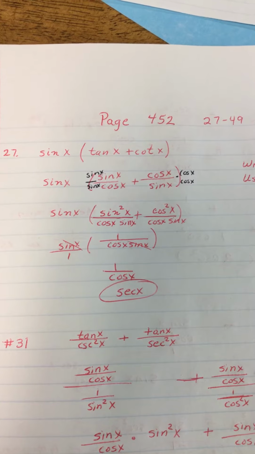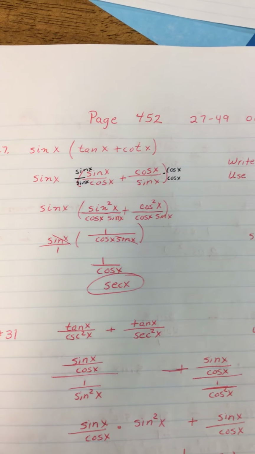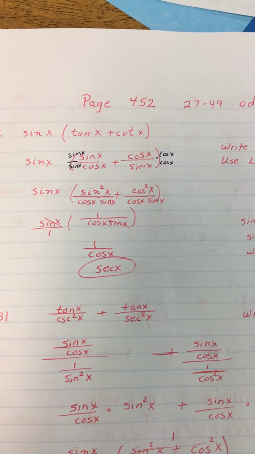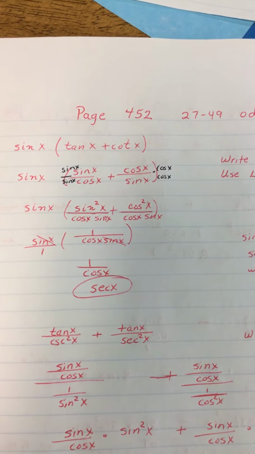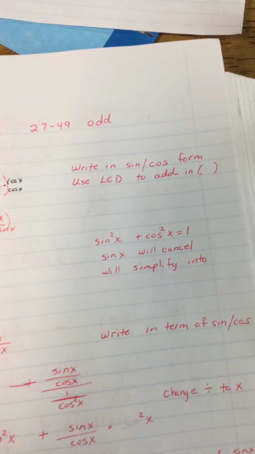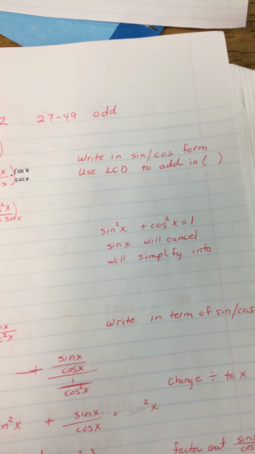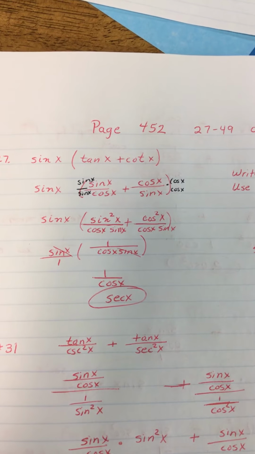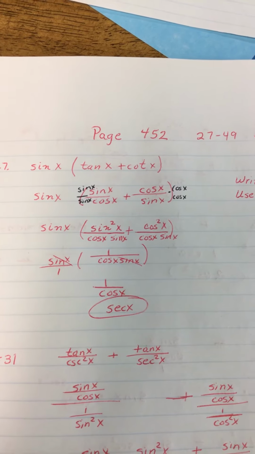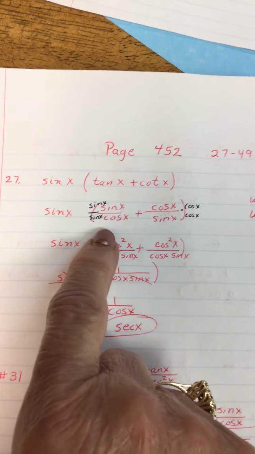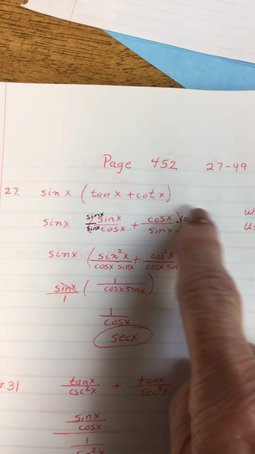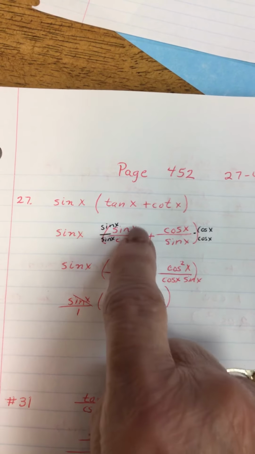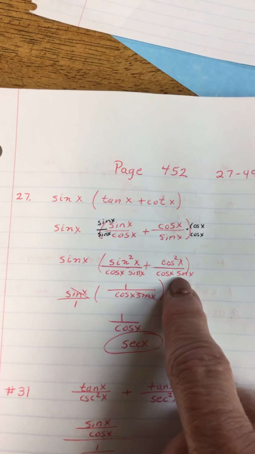So I took tangent and wrote that as sine of x over cosine x. I took cotan and wrote that as cosine over sine. But I want to add these two fractions, but they have different denominators. So that's when I'm going to have to try to find the least common denominator so I can add the expressions inside my parentheses. So I need to have a cosine sine as my common denominator. So I'm multiplying this left expression by sine over sine, cosine over cosine over sine, and that's going to give me my new denominator, sine squared, cosine squared.